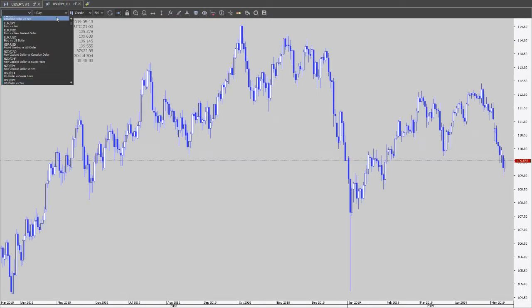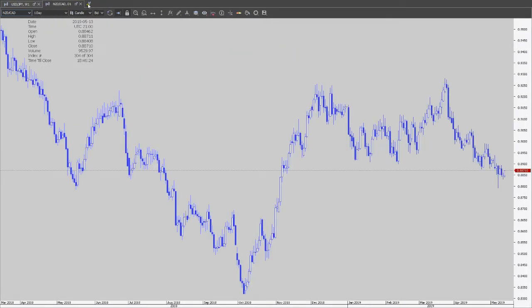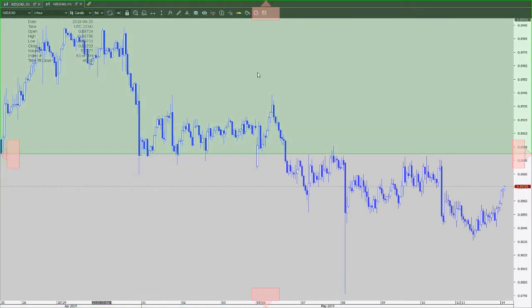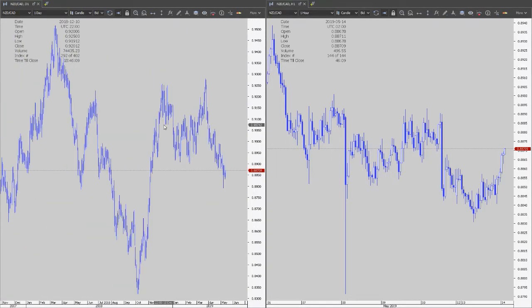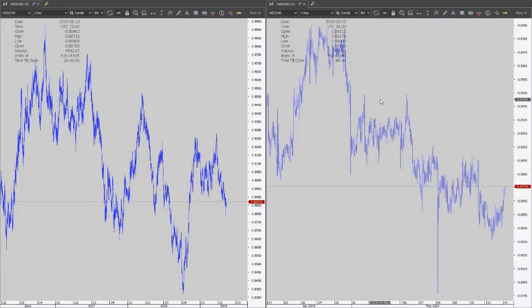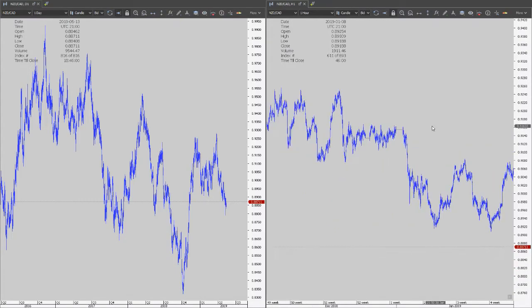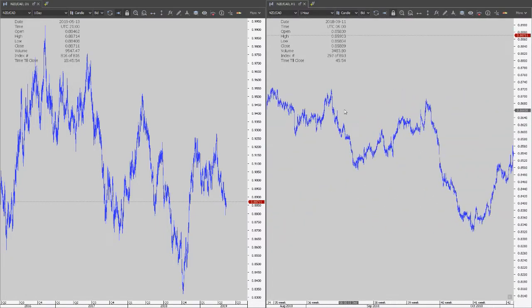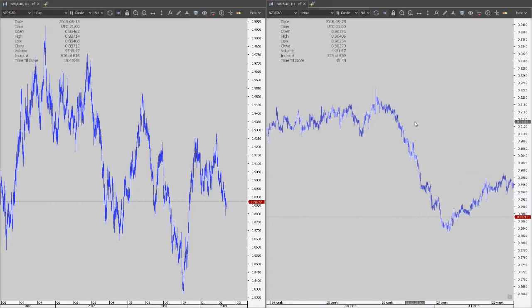NZD CAD, everybody. NZD CAD daily chart and NZD CAD 1 hour chart. Okay, where is the starting point? Up in here. There you go. Let's try to find the starting point. 98598, so we are far away. 989.